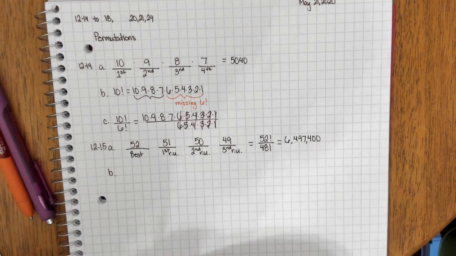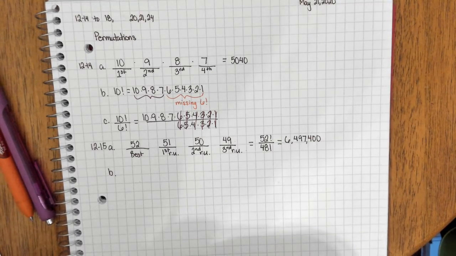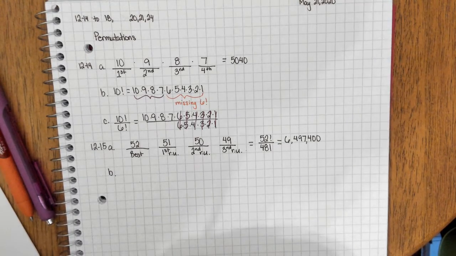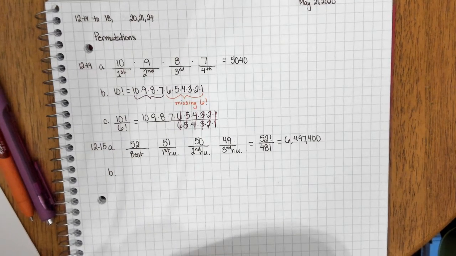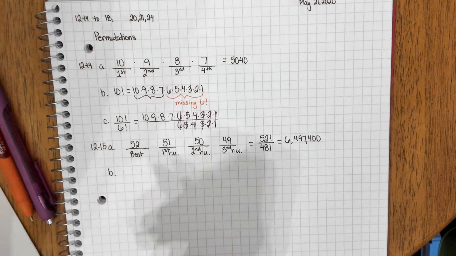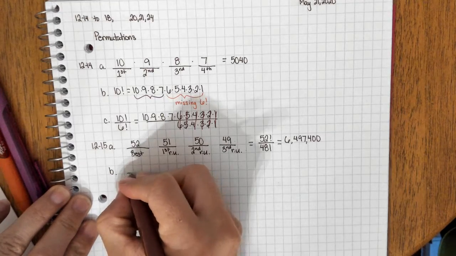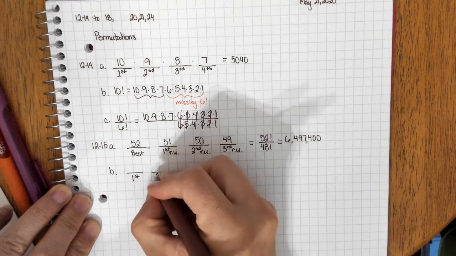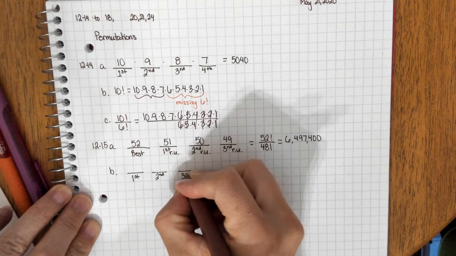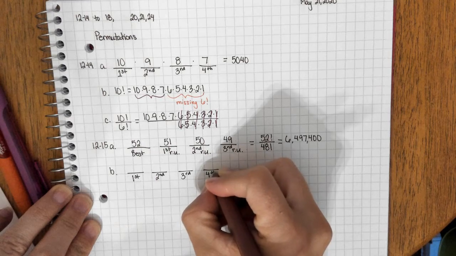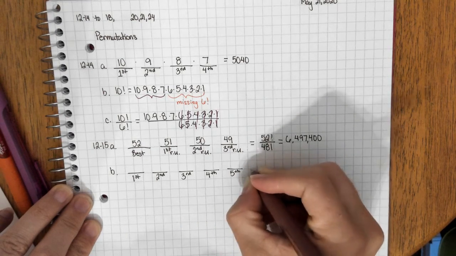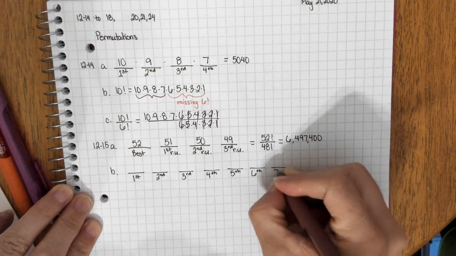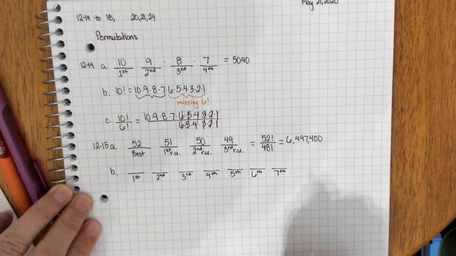Part B. The volleyball team is sponsoring a mixed doubles sand court volleyball tournament, and 16 pairs have signed up for the chance to win one of 7 trophies. In how many different ways can the teams finish in the top 7 slots? So the top 7 slots, there's first place, second, third, fourth, 5th, 6th, and 7th place.